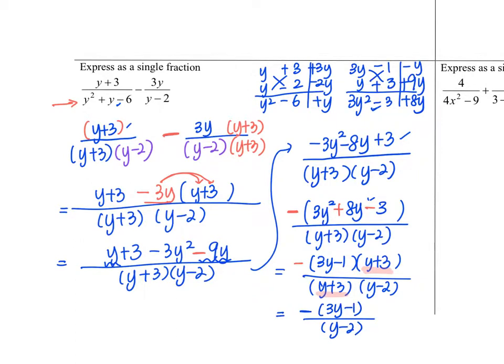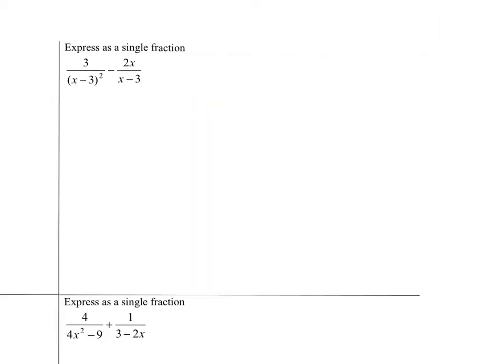Okay, have you gotten the answer? Now some students like to expand it. They'll get negative 3y plus 1 over y minus 2. This answer is also acceptable. Have you gotten the concept? Now let's try this fraction over here.